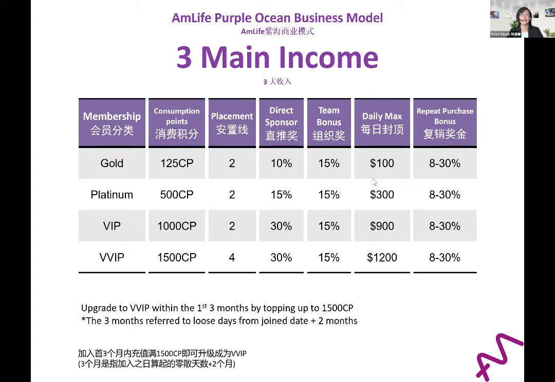And then there comes a daily maximum. This is important, because when you join as a Gold member, highlight that the daily maximum is only 100. Platinum is 300, VIP 900. Why do I choose to be a VVIP? It is because it gives me the maximum daily max, not just 1, but 3.